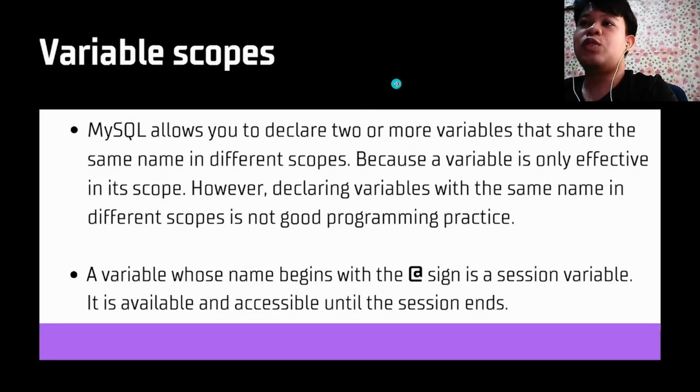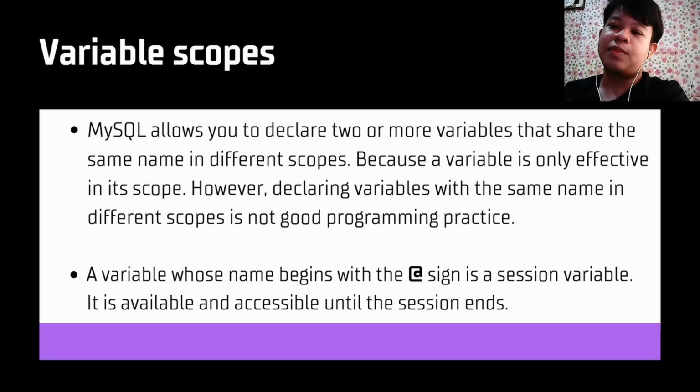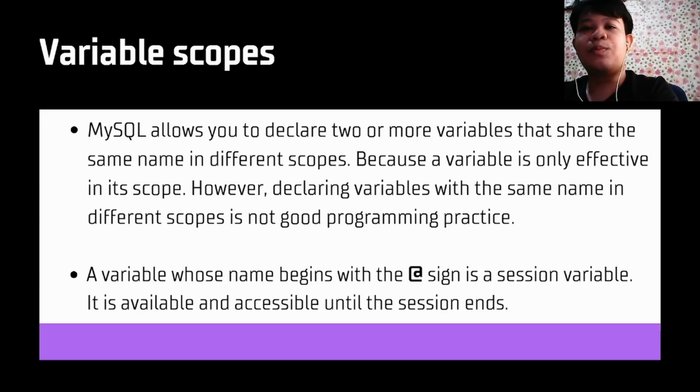So MySQL allows you to declare 2 or more variables that share the same name in different scopes, because a variable is only effective in its own scope. So meaning ani, kung mag-name ta og variable nga a horse sa usa ka procedure ug mag-name pod tag a horse sa pikas procedure, pwede ra to kay dili man sila magkaila o wala sila connection kay lahi-lahi man sila og scope, di ba? Lahi sila og start ug end, so nakasulod na sila sa ilang own bubble. However, dili ni good programming practice tungod kay basin kadugayan ikaw mismo mabiktima, ikaw maglibog.